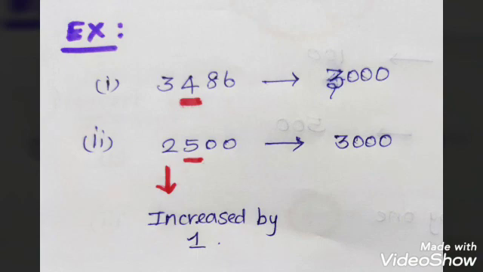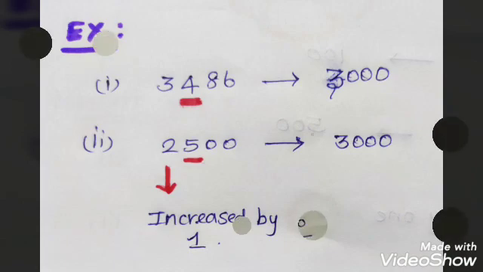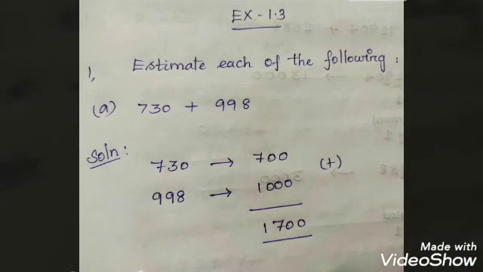The only thing you have to check is the hundreds place for thousands, right? We are going to round off thousands now, you should see the hundreds place. If you are going to round off the hundreds now, you should see the tens place. Now your exercise 1.3, estimate each of the following.